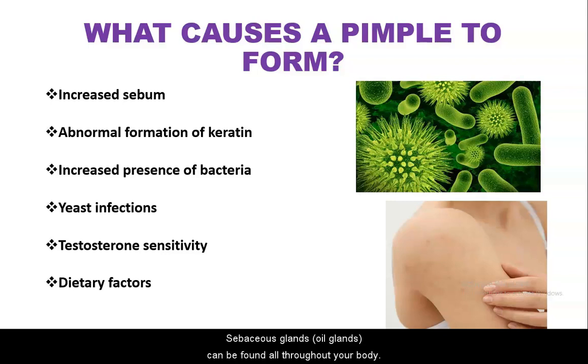Sebaceous glands, that's oil glands, can be found all throughout your body. And pimples are caused by clogs or irritation in the sebaceous glands. Clogs and inflammation can occur as a result of increased sebum, that is the oily material produced by the sebaceous gland. Also, abnormal formation of keratin. Keratin is the protein that helps make our hair, our skin, and our nails. Also, increased presence of bacteria on your skin can cause pimples.